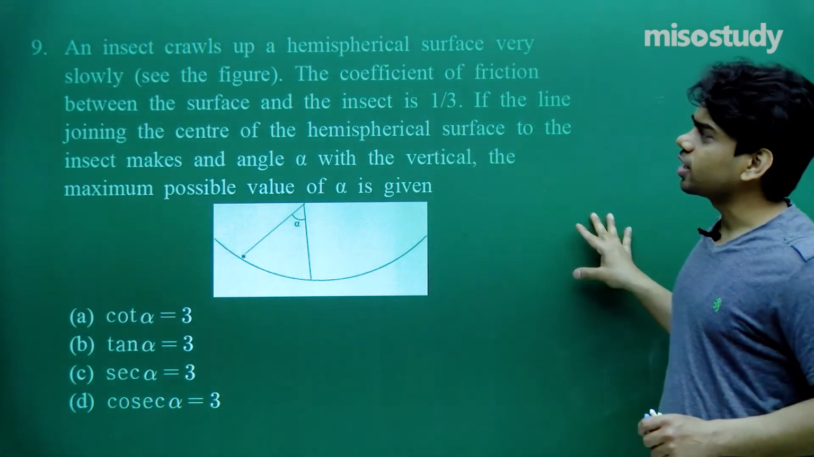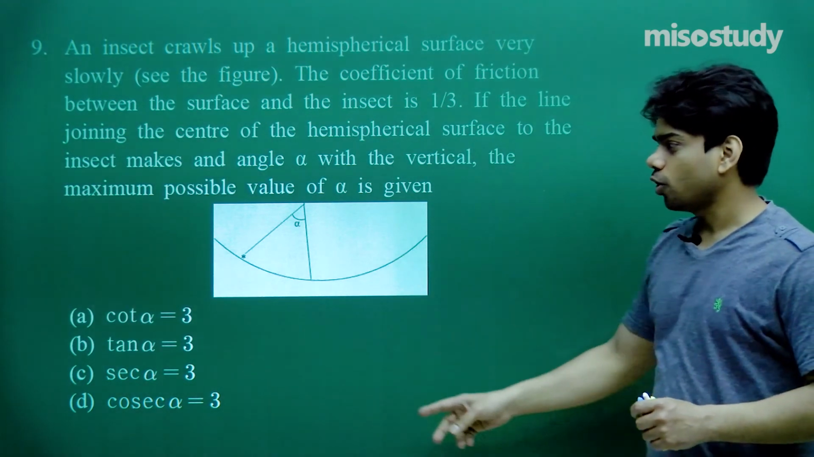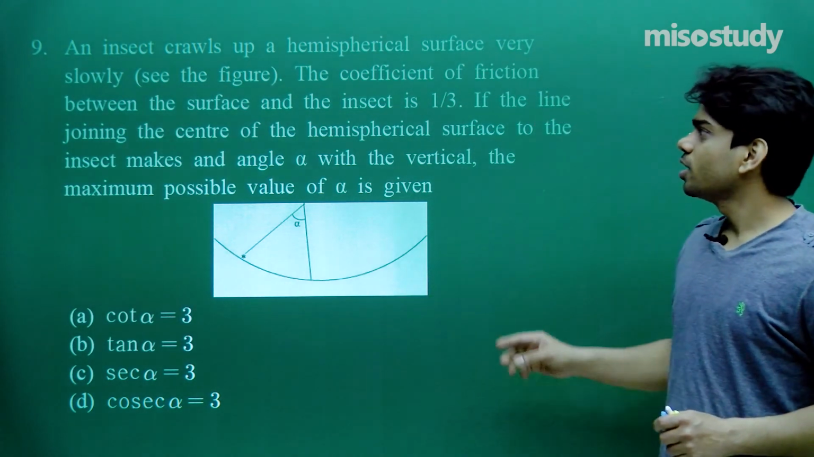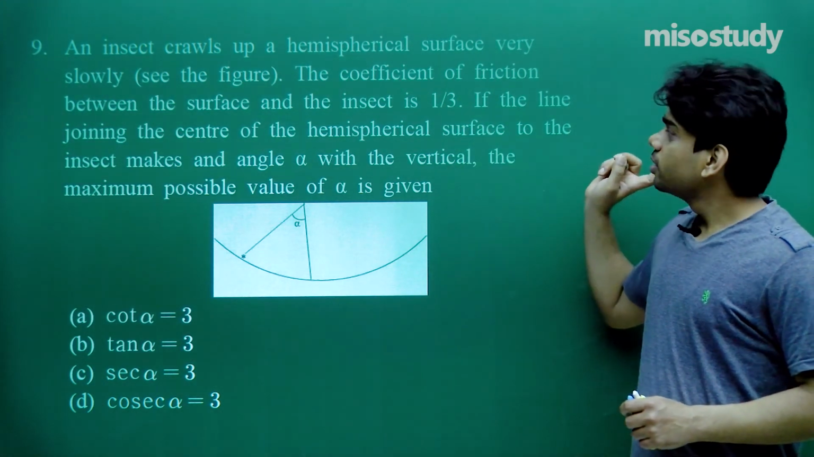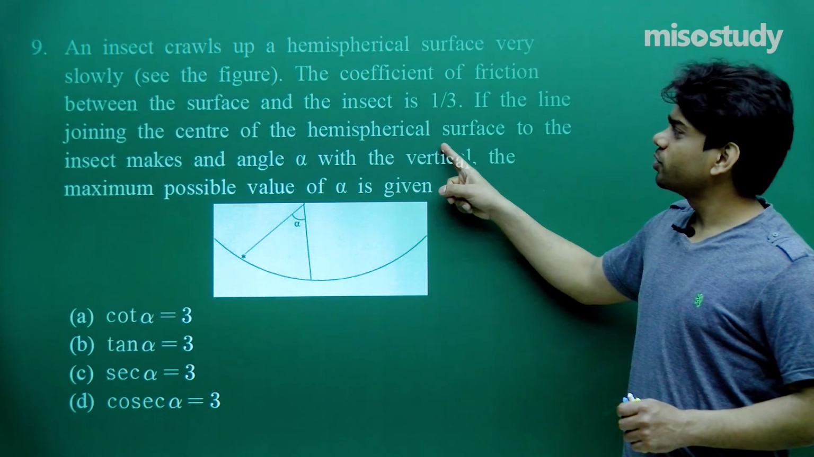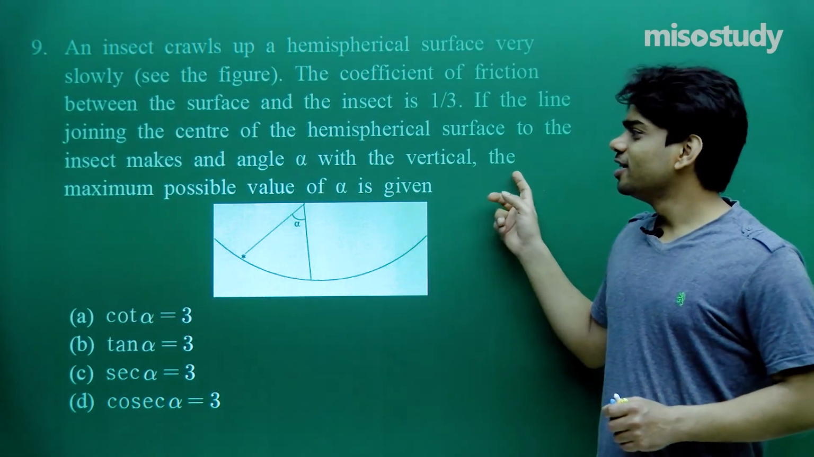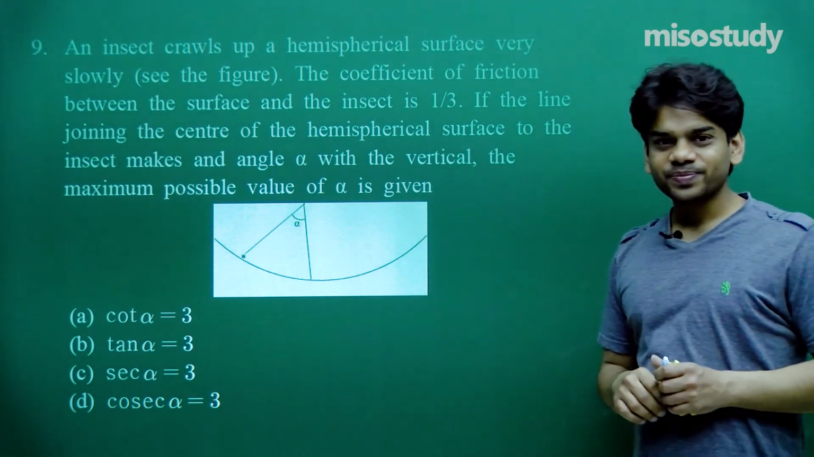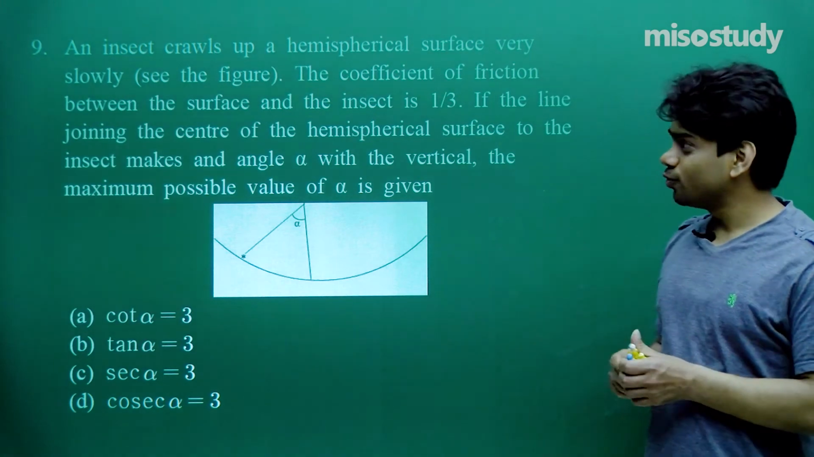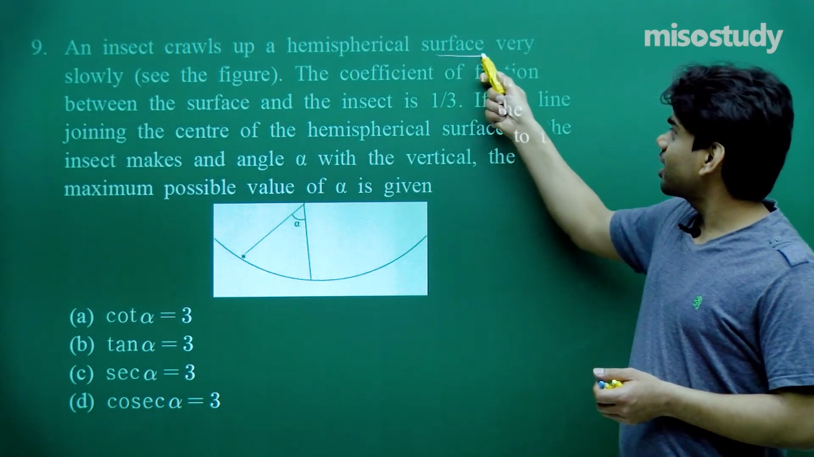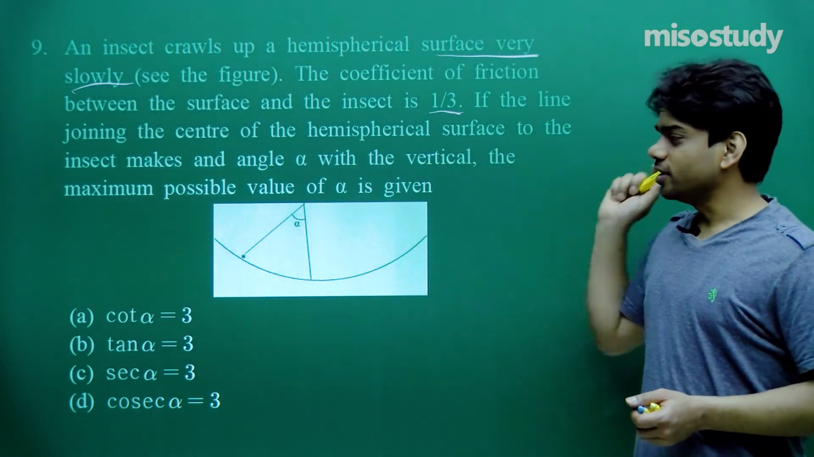An insect crawls up a hemispherical surface very slowly. See the figure, we have an insect crawling up a hemispherical surface. The coefficient of friction between the surface and the insect is 1 by 3. If the line joining the center of the hemispherical surface to the insect makes an angle alpha with the vertical, the maximum value of alpha is given by. Now see, it climbs very slowly, this we need to consider. Mu is given as 1 by 3.